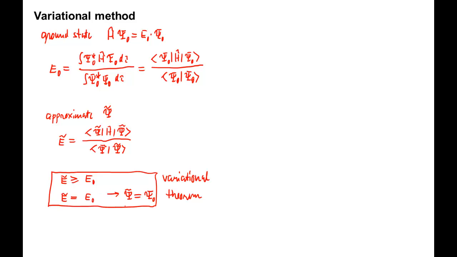In some sense, an approximate wave function that gives a lower energy is better than an approximate wave function that has a higher energy. This gives us a simple recipe for calculating the ground state wave function for atoms and molecules. All we need to do is to set up a wave function that depends on some adjustable parameters, and then vary the parameters until the energy E tilde is minimal. For example, let's construct a trial wave function psi tilde that depends on parameters C1, C2, and so on.